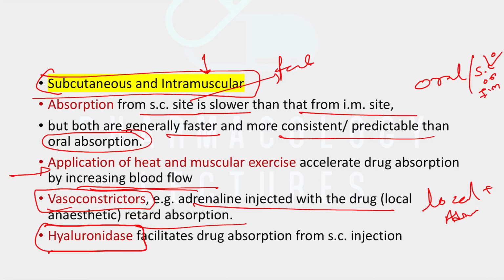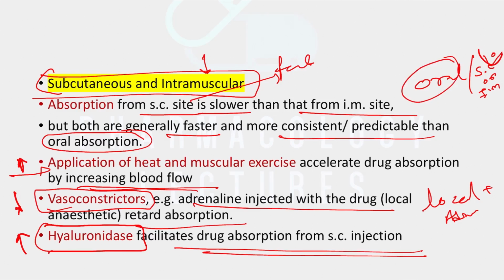What if we give drugs like hyaluronidase, which destroys the tissue around the injection site? It will increase the absorption. So there are different ways of increasing and decreasing absorption depending upon the target we want to achieve. If we give a vasoconstrictor, absorption will decrease. If we give hyaluronidase-like drugs, absorption will increase. If we give heat and muscle exercise, absorption will increase. And obviously this route is better than oral for achievement of better concentration.